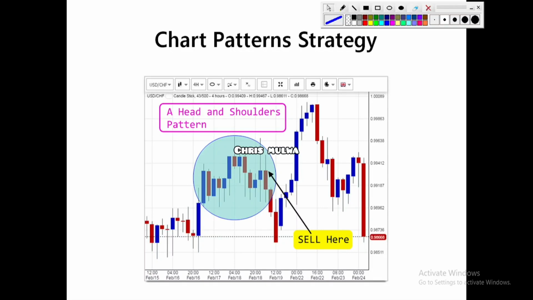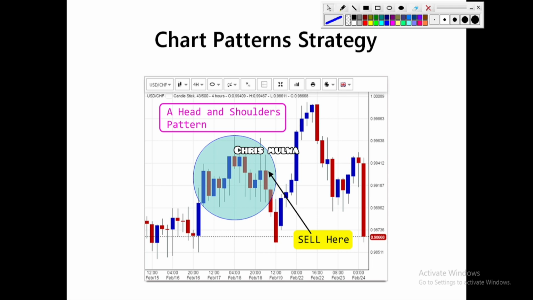I realized that my screen was not recording. So we will do the head and shoulders pattern.